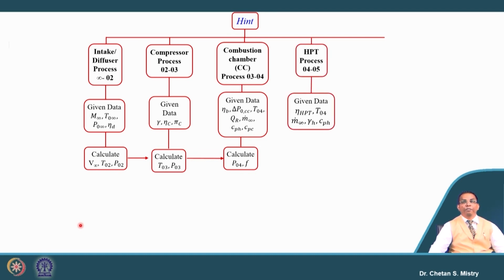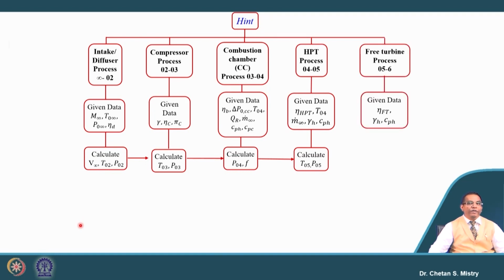We have our next component, the HP turbine. For this HP turbine, we have the efficiency, the turbine entry temperature, and the Cp value. We can calculate the outlet pressure and outlet temperature from the HP turbine. Till here, the calculation method seems to be similar.